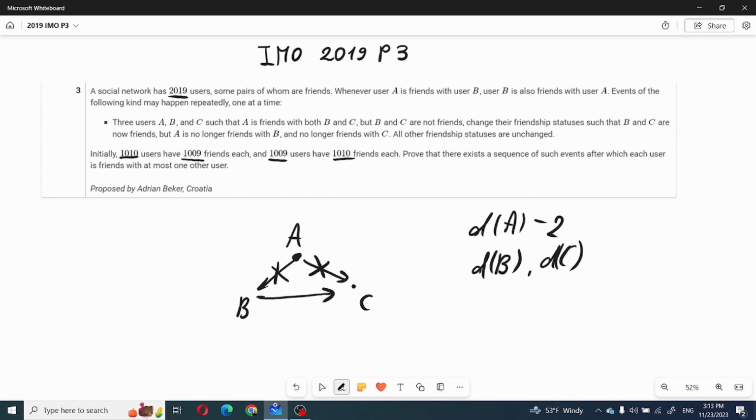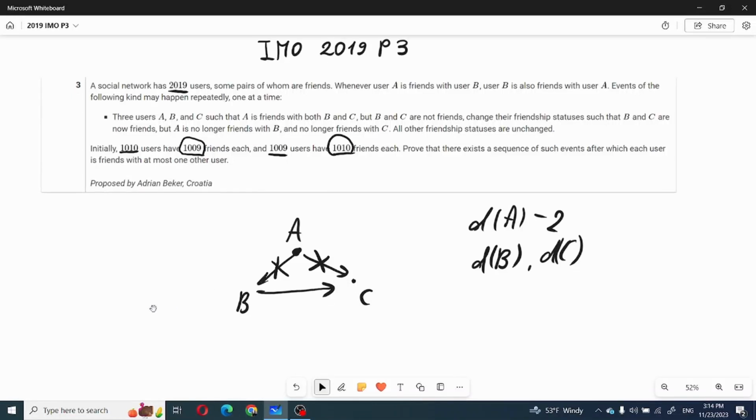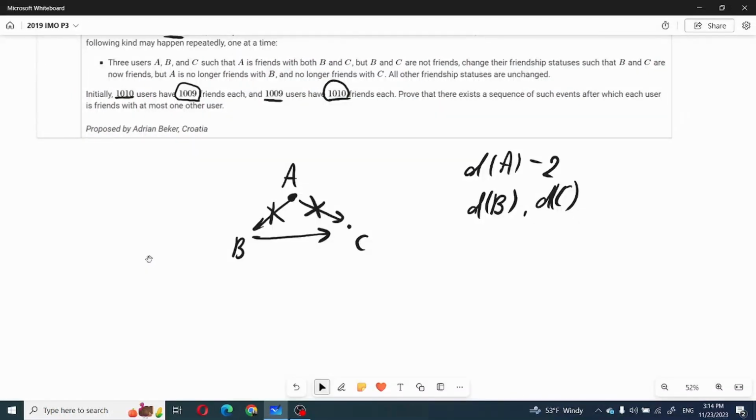And how can we use the fact that 1010 users have exactly 1009 friends and the others have 1010 friends? This is a very awkward statement. But experienced contestants can notice that this means our initial graph must be connected.